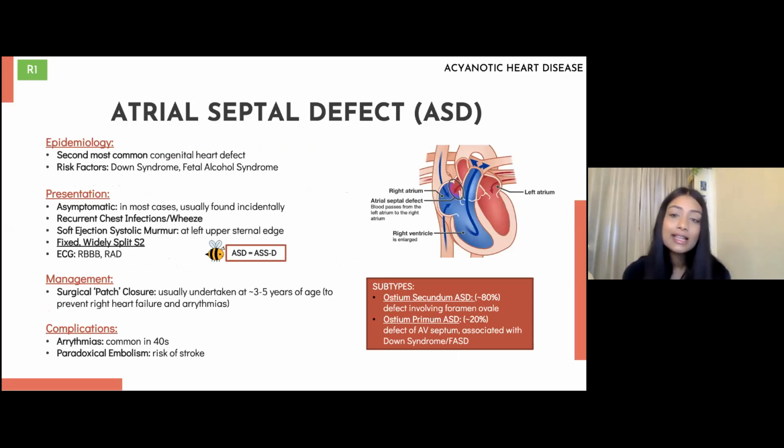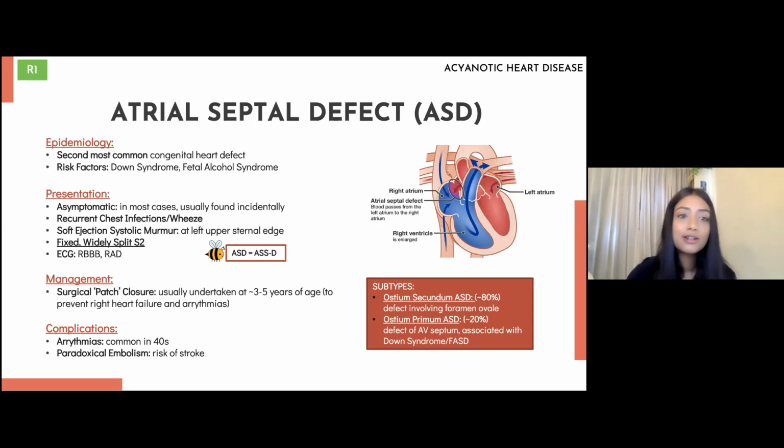Okay, so ASDs are the second most common congenital heart disease, and they can be associated with Down syndrome as well as fetal alcohol syndrome. AVSDs, atrioventricular septal defects, are also associated with Down syndrome, and it's not specifically on the matrix, but it does sometimes come up on exams. So Down syndrome is a risk factor for a lot of these congenital heart diseases, but just keep in mind that AVSD is one of the strongest associations with Down syndrome.